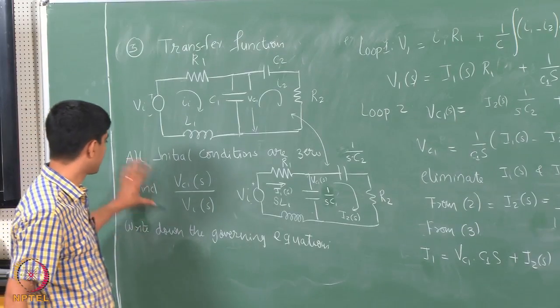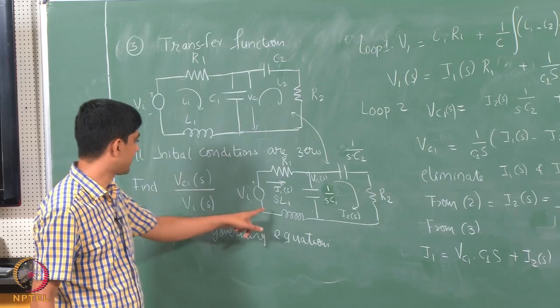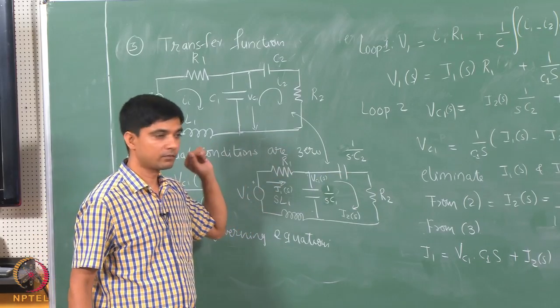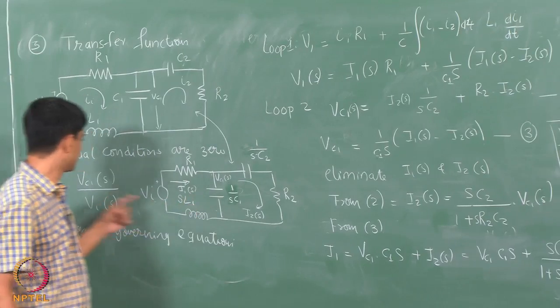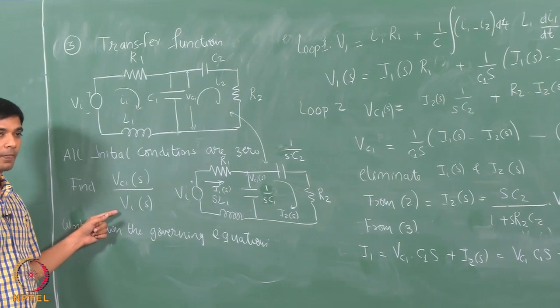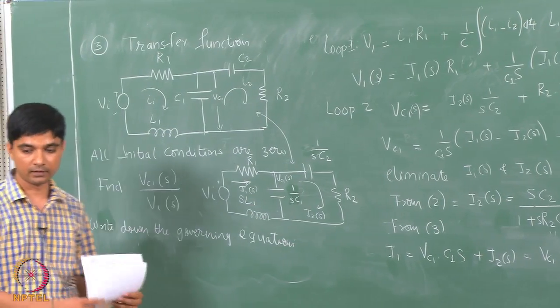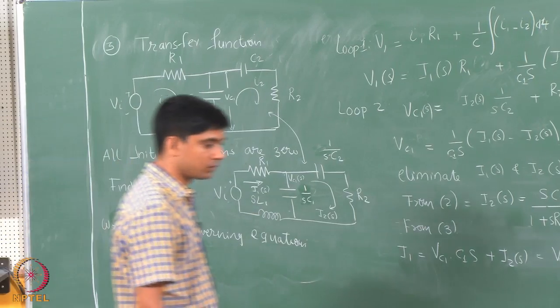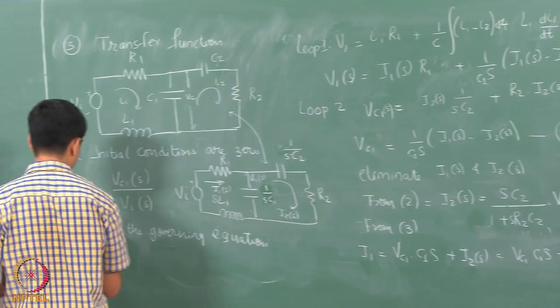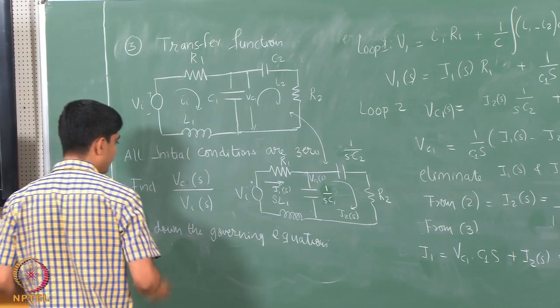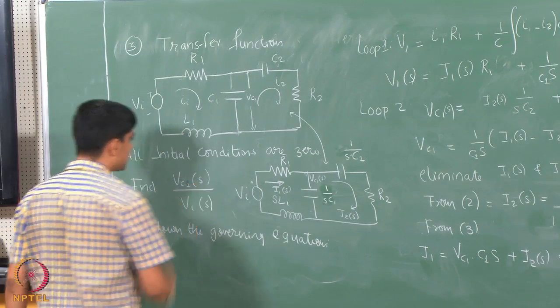Right. So, what have we done, right? Again, so first is write down the individual loop equations and try to eliminate each of the variables to get an expression which will give us the ratio of VC1 by V1. Right. So, similarly, I could also compute the transfer function from V1 or Vi to VC2.